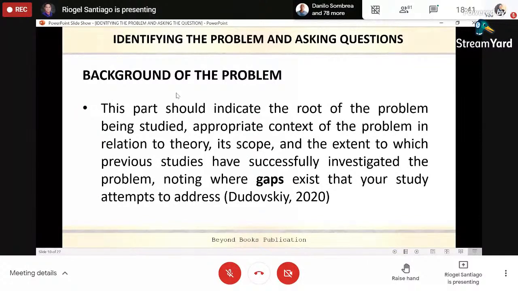Being studied, appropriate context of the problem in relation to theory. Later on, pag pumunta tayo sa framework, we have what we call theoretical and conceptual framework. Baka naman kasi, yung research na gagawin mo, mayroong appropriate theory na pwede nating magamit para mas maging supplemental, no, itong ating gagawing research. Its scope and the extent to which previous studies, tignan niyo po yung mga binabanggit ko po, no, lagi nabanggit previous studies have successfully investigated the problem, noting where gaps exist that your study attempts to address.